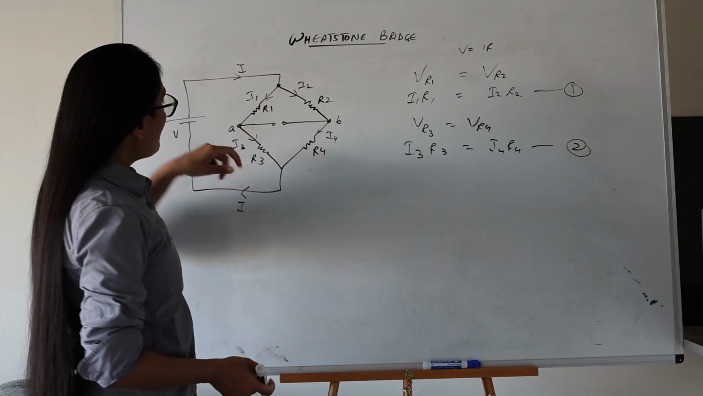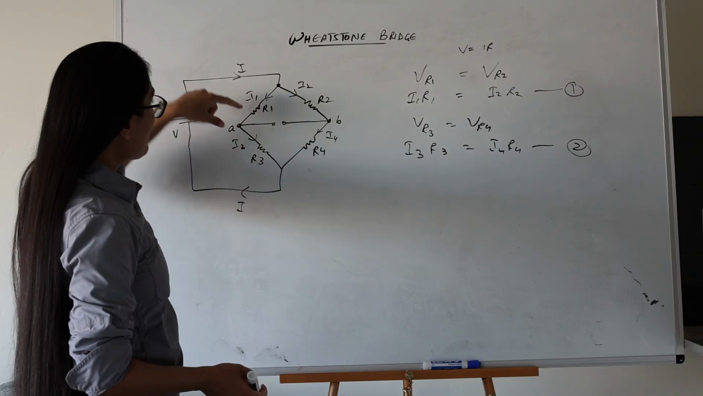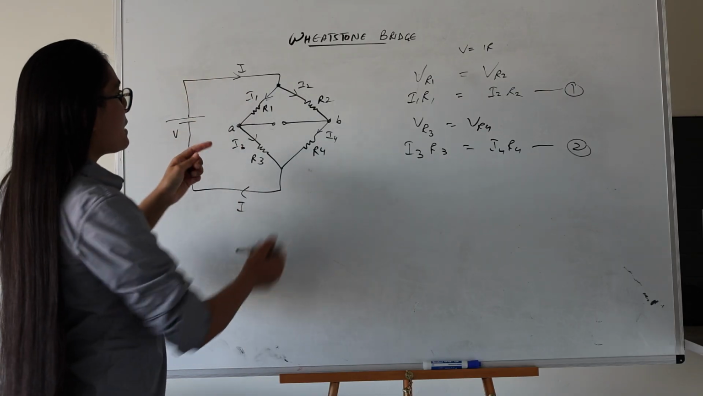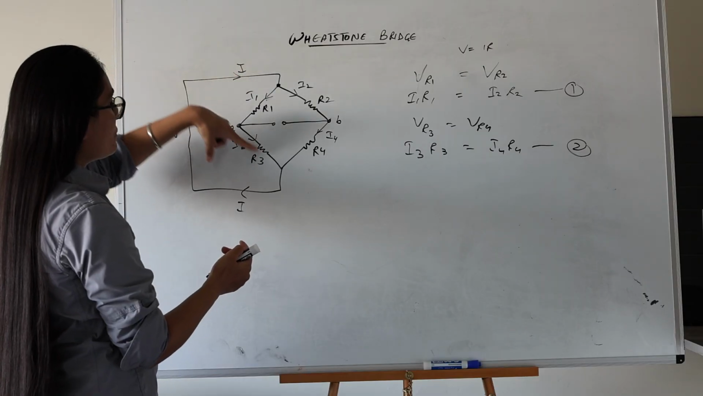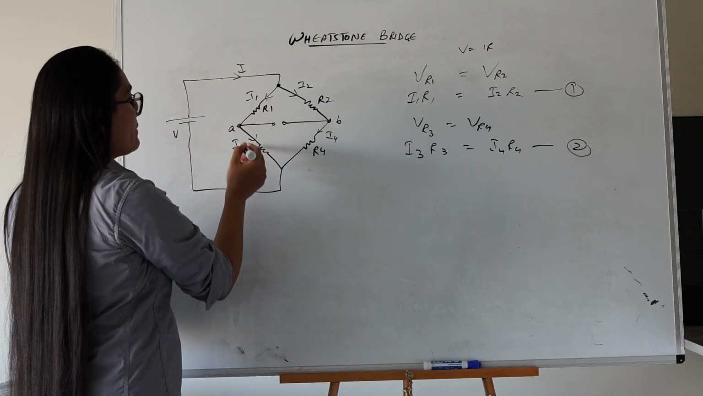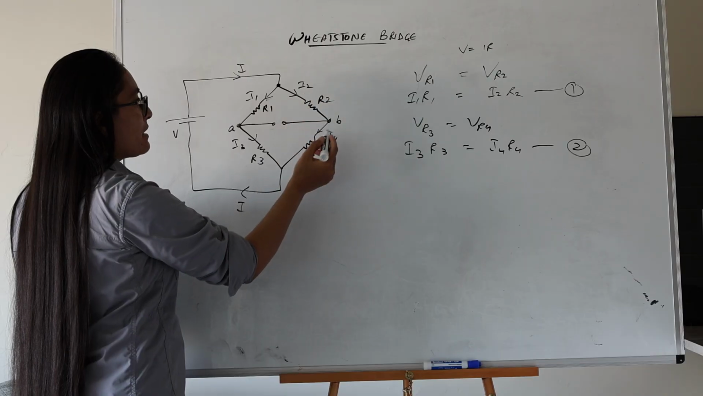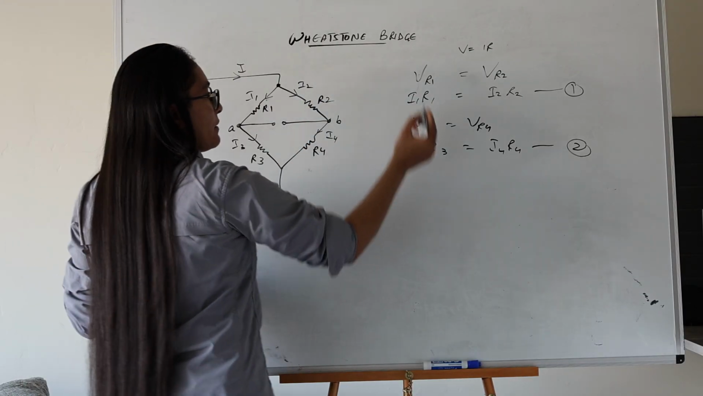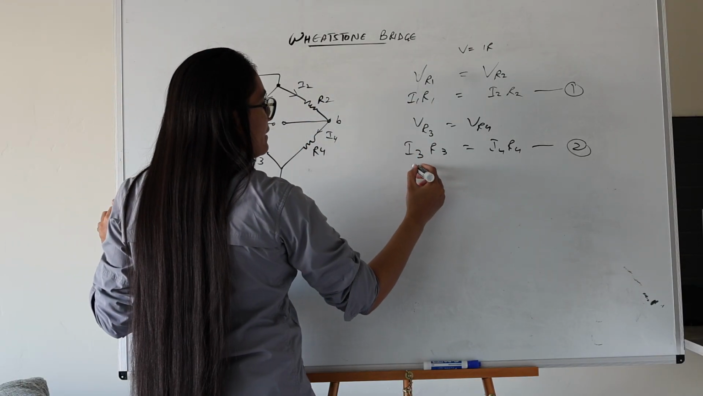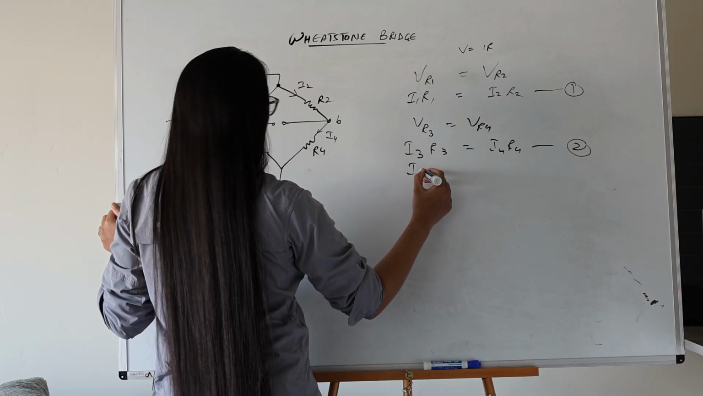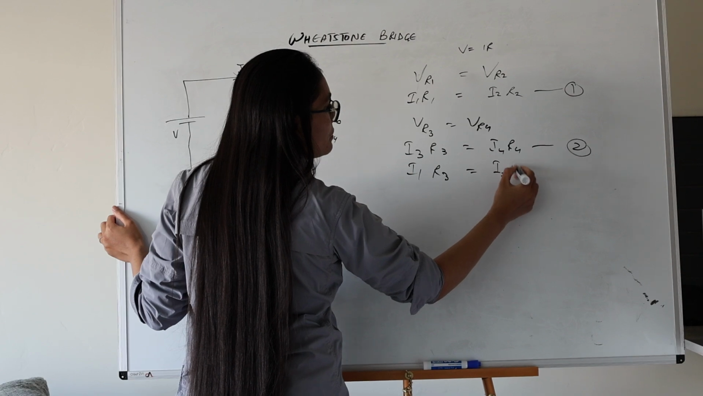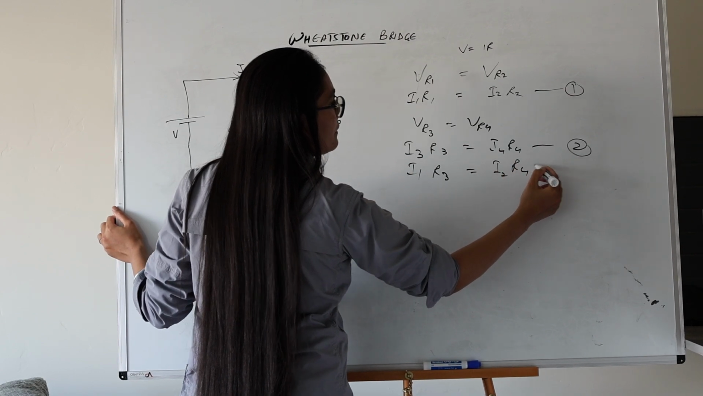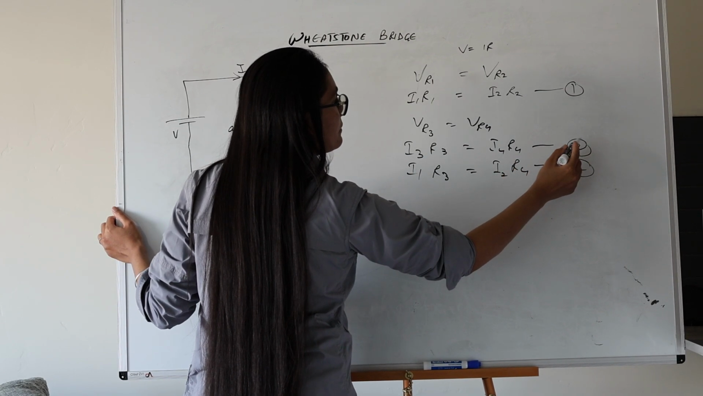And we said that I3 is the same as I1 because no current is flowing through here, so everything that's flowing here flows through here. So I1 is the same as I3 and I2 is the same as I4. So I can basically rewrite this as I1 times R3 is equal to I2 times R4. Let's just call it equation 2.